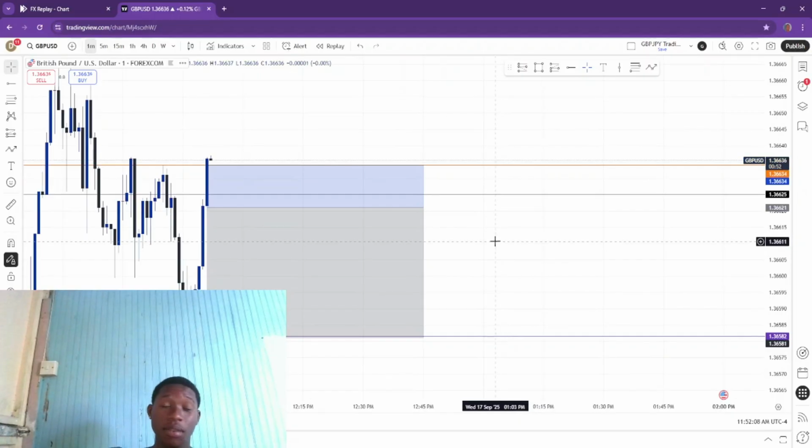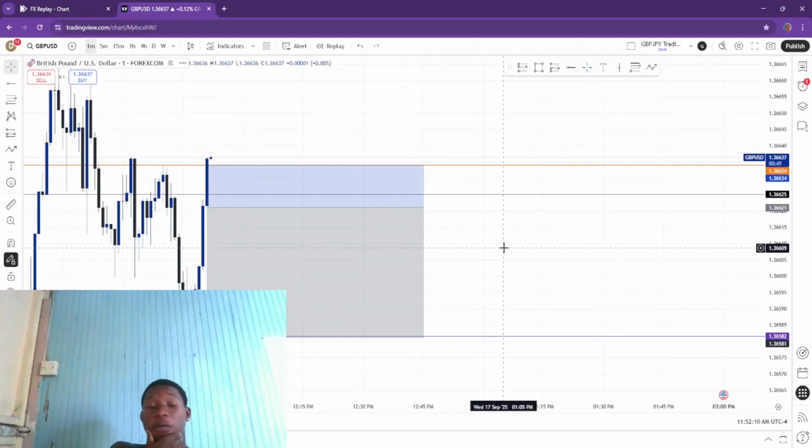Still have like 8 more minutes for a potential trade, which I don't think will be happening. I think today is a no trade day.